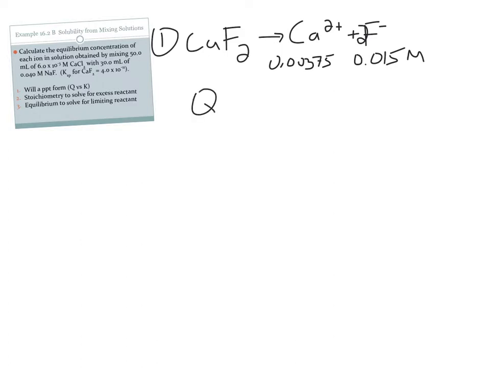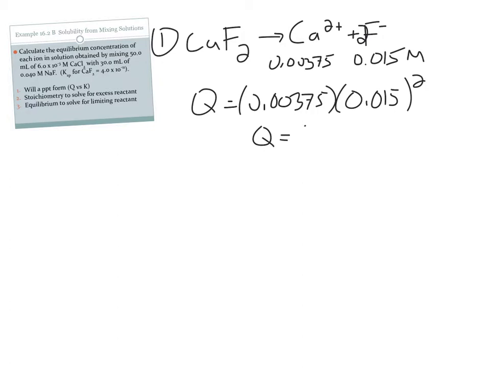Q then is going to be the calcium, 0.00375, times the fluoride squared. Q comes out to be 8.43 times 10 to the negative 7th, which is bigger than the KSP. So we will shift left. So this is a yes.